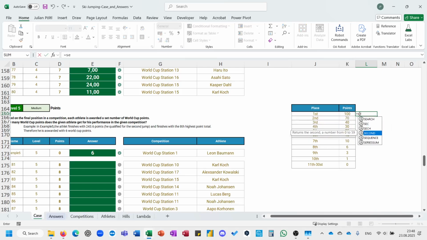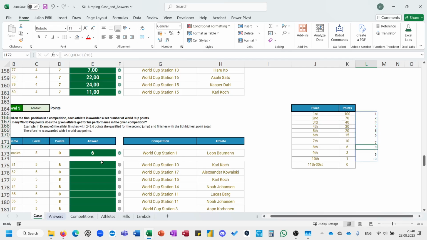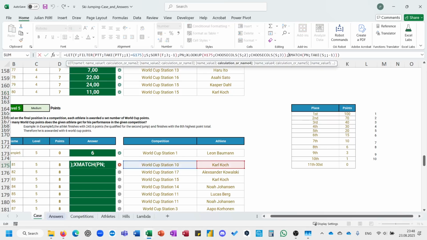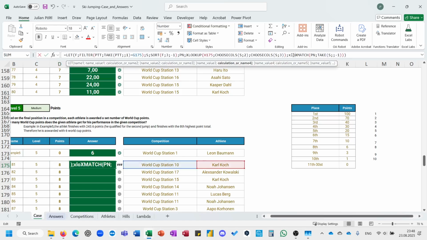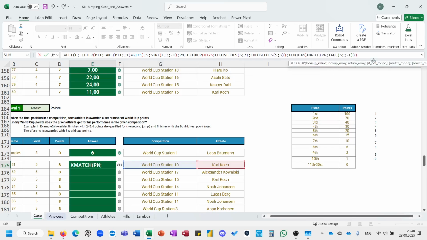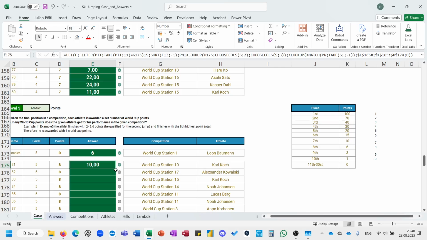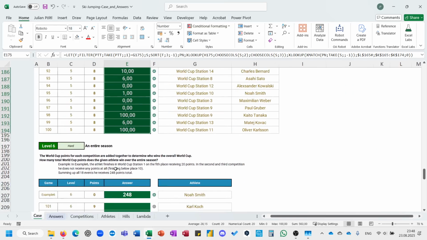So here sequence 10, and this is not important. And then here position, and then I do an XLOOKUP. XLOOKUP for the rank, returning the place, searching for it in the place, returning the points, if not found 0. And we can then track this down, yes.